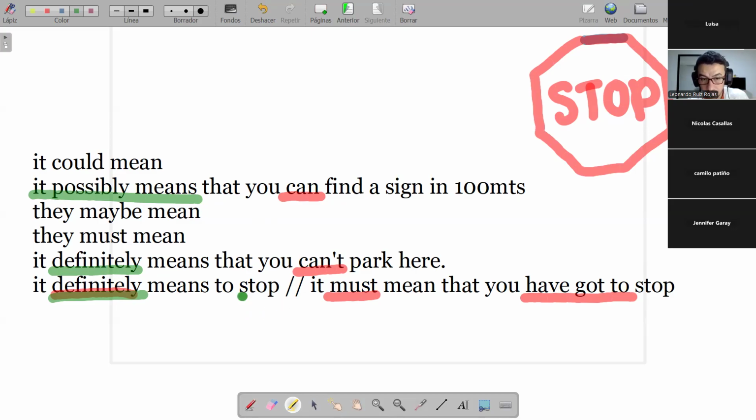Puede ser simplemente un request, una orden, parar, ¿yes? O puede ser que yo entregue toda la información a través de un statement, como en este caso, you can find a park space, ¿cierto? In 100 meters. O, for example, here, an obligation. It must mean that you have got to stop. ¿Listo? Entonces, the sentence is going to be divided into different sections, right?